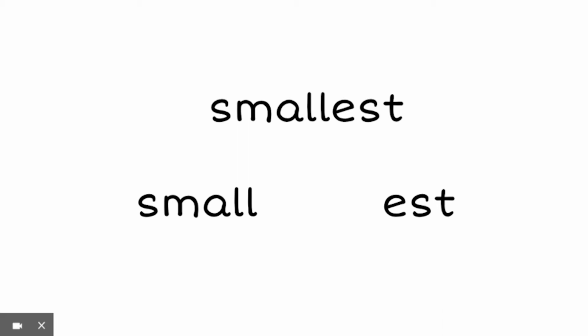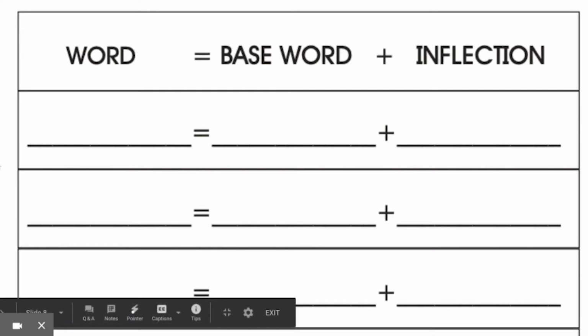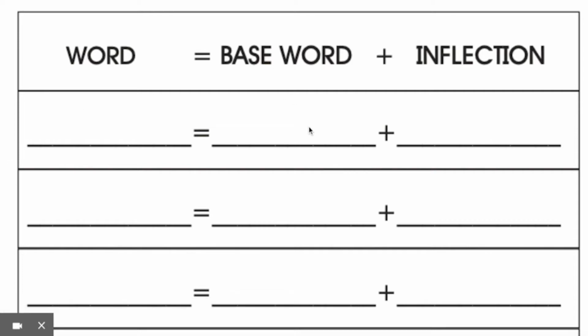All right, your turn now. I'm going to give you a word in the word column. Your job is to see if you can figure out the base word and the inflection from the multisyllabic word. Here we go. First word. Did you say the base word was smart and the inflection was Awesome job. Let's try another one.